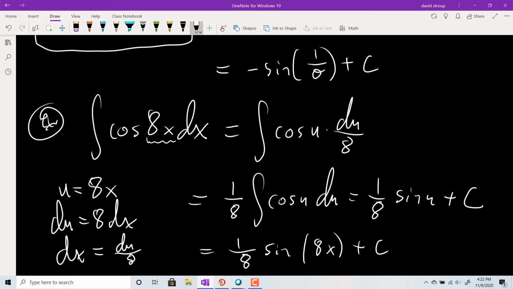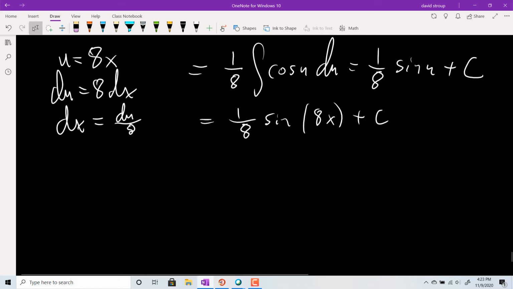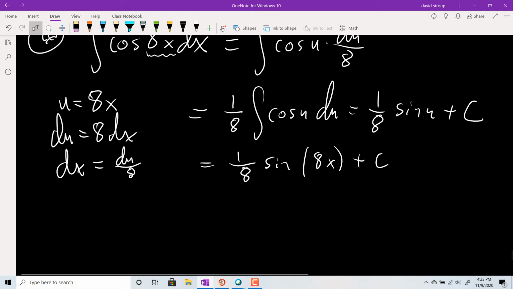But you could probably have done that one in your head, just doing educated guessing. You know that the antiderivative of cosine is sine, and then if you were to do a chain rule, you would have to multiply by 8. So instead of multiplying by 8, just divide by 8. Let's try another one.